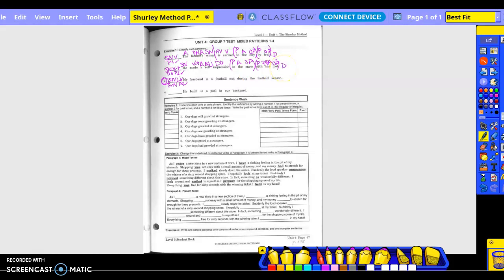Go back to the verb. Divide the complete subject from the complete predicate. Is there an adverb exception? Is it natural or inverted order? Okay, like I said, you guys are going to do number 3 for homework. He built us a pool in our backyard. Who built us a pool in the backyard?